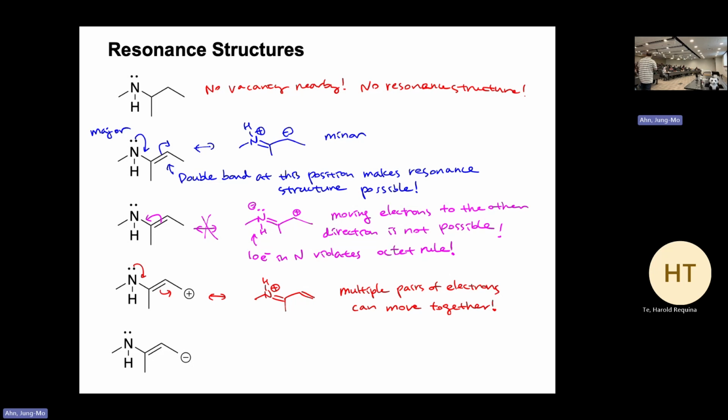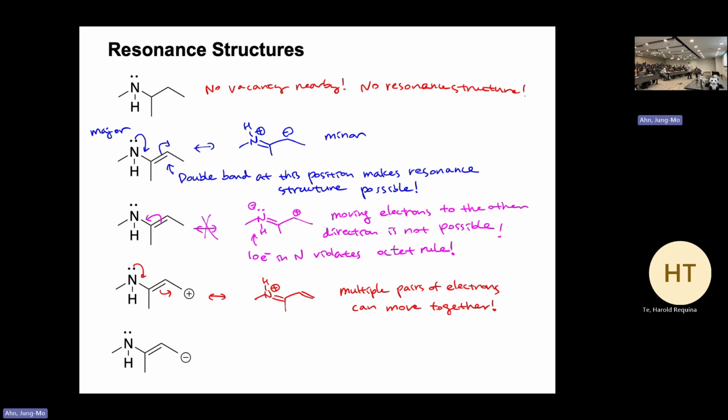To talk about major and minor, you probably need to look at the octet first, right? This nitrogen is positively charged, but it has 8 electrons. This is an octet filled. In that one, these carbons have only 6 electrons, so the octet is not filled. You can easily say that that's a minor contributor, and this is a major contributor, right?